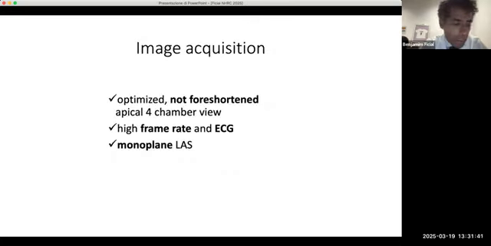So to summarize, we need to obtain an optimized, not foreshortened, apical four-chamber view with a high frame rate, the ECG on it, and then we can calculate the monoplane left atrial strain.